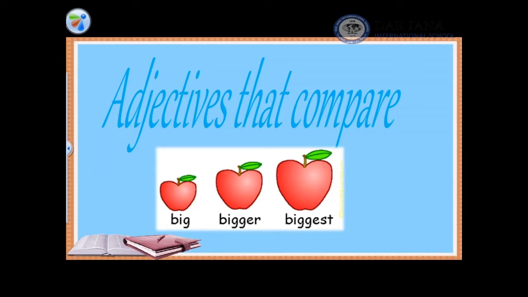So, the first apple on the left is smaller than the one on the right, and the one in the middle is smaller than the one on the right. So the biggest apple of all is the first apple on my right hand side. If I compare between the middle one and the one on the left, I say the middle apple is bigger than the apple on the left side. Let's move on.